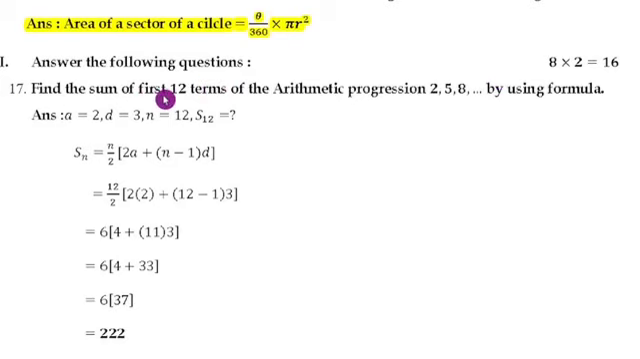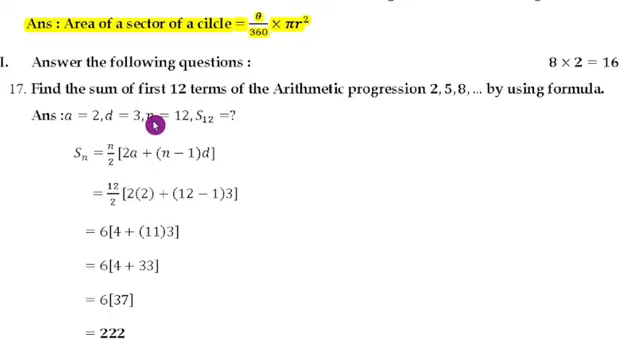17. Find the sum of the first 12 terms of the arithmetic progression 2, 5, 8 by using formula. So they are asking the sum of the first 12 terms. So that means we have to calculate Sn. So what they have given, write it, children. The first term a will become 2. Common difference will be 3. How? Second term minus first term. So 5 minus 2 will become 3. Same 8 minus 5 will also become 3. So the answer d is equal to 3.